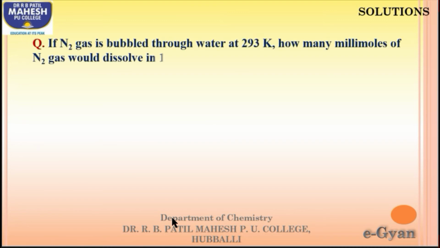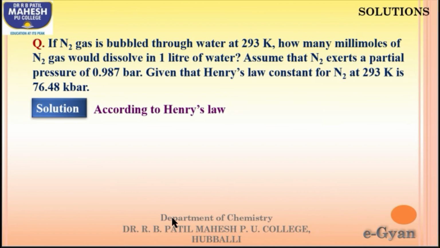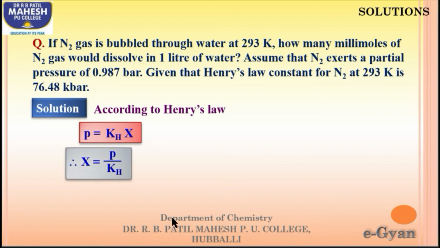First one: if nitrogen gas is bubbled through water at 293 Kelvin, how many millimoles of nitrogen gas would be dissolved in 1 liter of water? Assume that nitrogen exerts a partial pressure of 0.987 bar. The given Henry's law constant is 76.48. According to Henry's law, P is equal to kH into X. So X is equal to P divided by kH, pressure divided by Henry's constant.